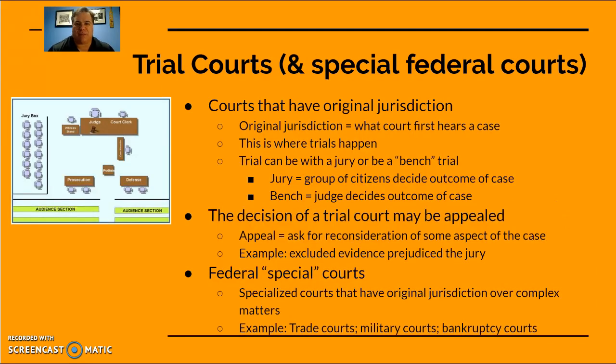At the trial courts and the special federal courts, courts have original jurisdiction. This is where the court first hears the case. This is where a trial happens. Trials can be one of two types. They can be a jury trial, where there is a jury. At the national level, there'll be 12 jurors. States can set the number of jurors that they have according to state statute or in their constitution. So you can have a jury trial where the jurors, the citizens called to that panel, will determine the outcome of the case.